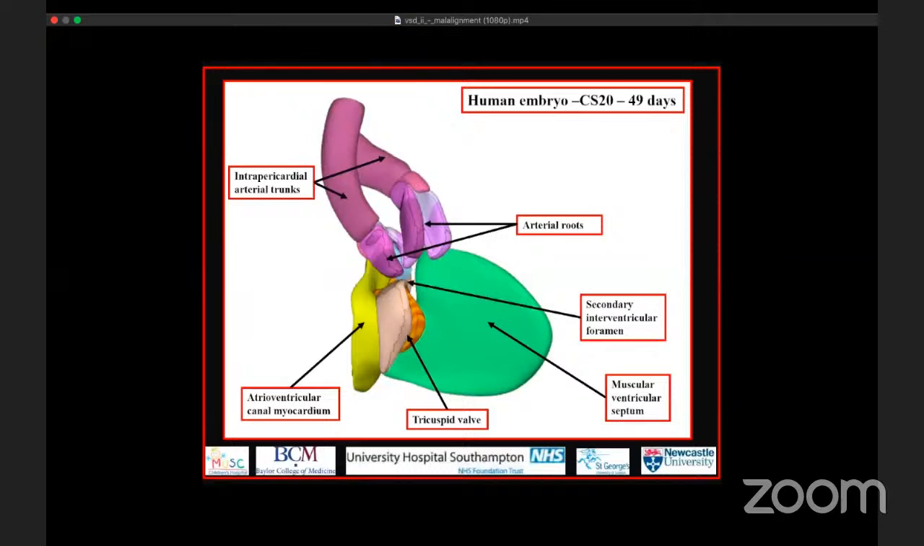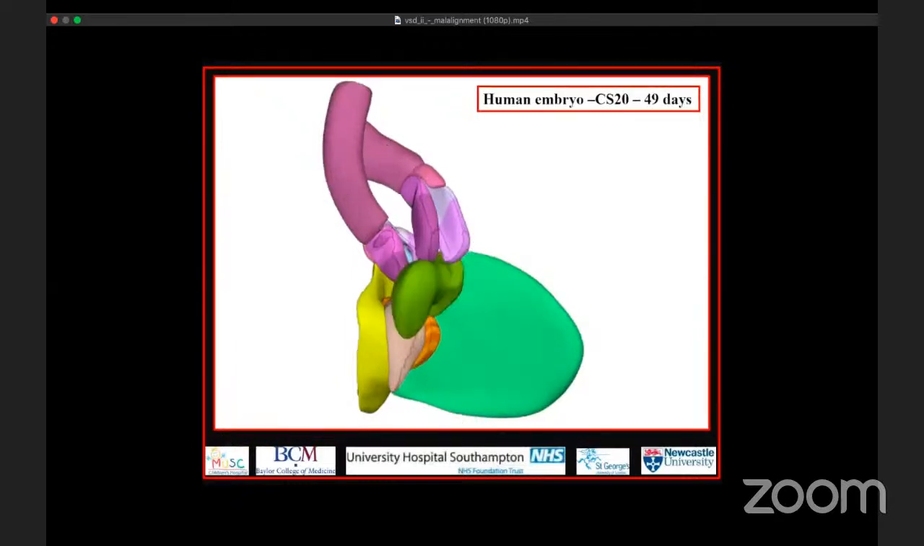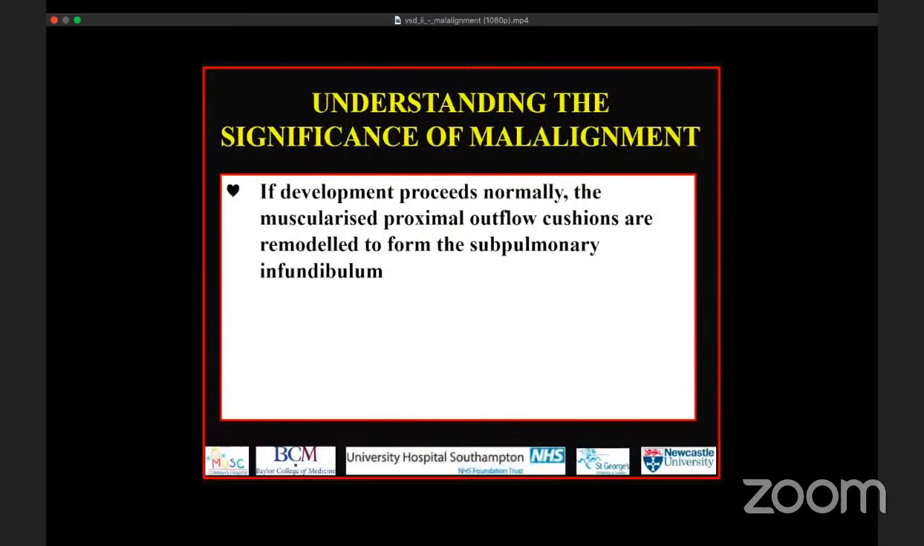Now, I've not shown you at this stage those proximal outflow cushions, but I can do that by taking us one step further, where I have also put in place those muscularizing outflow cushions. And there you see them. You can see that they are fusing together. They are building a shelf in the roof of the right ventricle so as to commit the subaortic outflow tract to the left ventricle, providing the left ventricle with its own outlet.